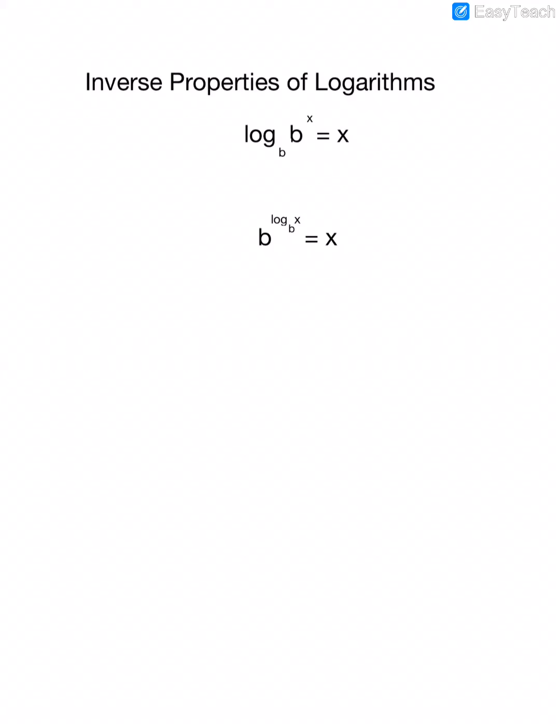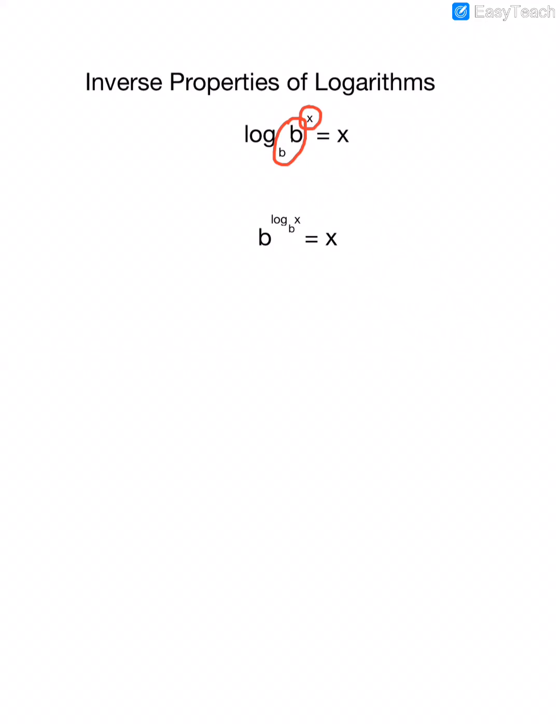Okay, for inverse properties of logarithms, if we have log base b of b to the x power, that's going to equal x. This makes sense because b to the x power equals b to the x power. So to shorten that, anytime the base of my logarithm and my argument are the same, it's going to equal whatever that power is.